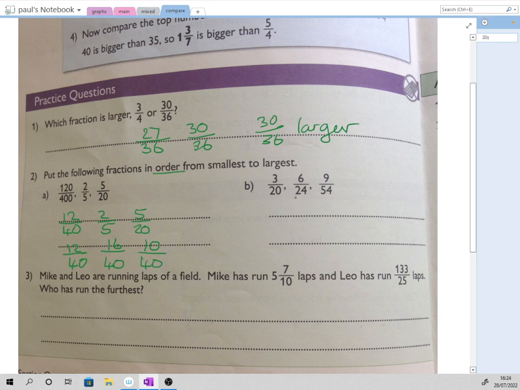Right, this one looks a bit hard because there's some really difficult numbers here. We need to find a common denominator of all this. So maybe I can't do anything. I'm going to try and simplify these a bit. Can't do anything with this one, so I'll just leave it at 3/20. And this one, I could half that to be 3 over 12.